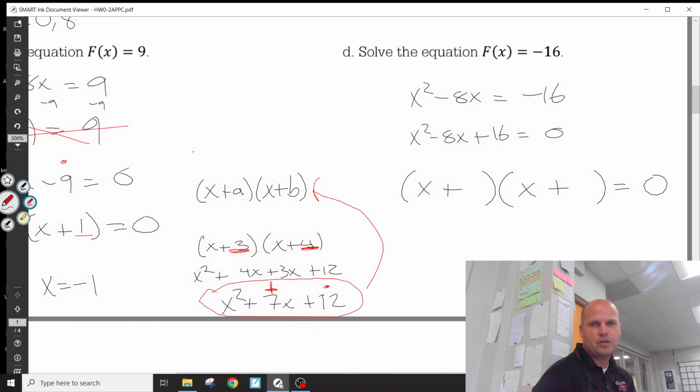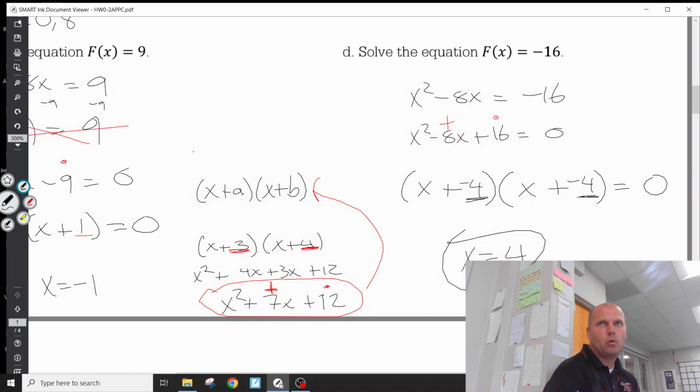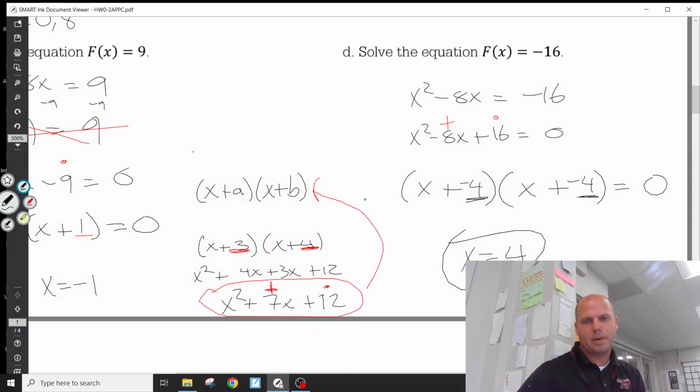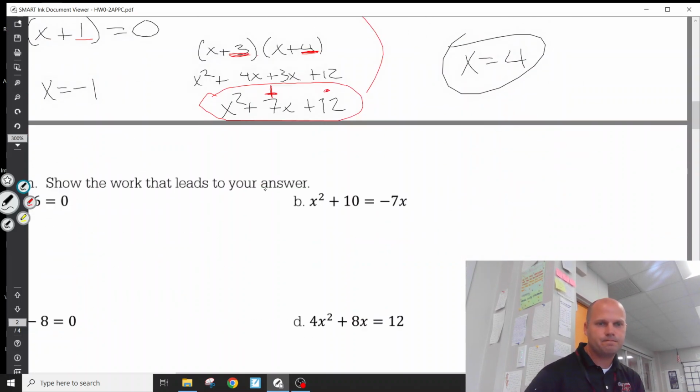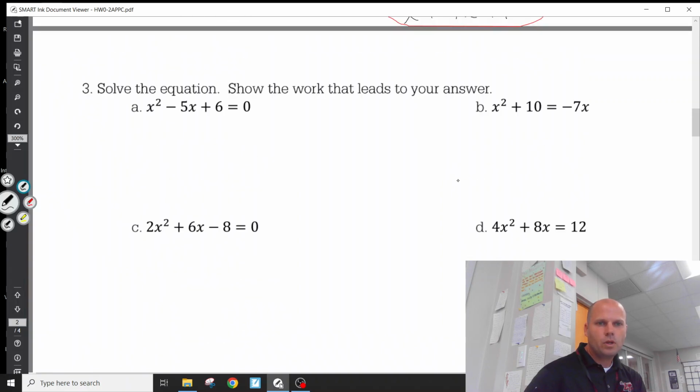But we can. The two numbers that add to get -8 and multiply to get 16 are -4 and -4. So I found those two numbers. I understand that if I distributed this, I would get this. I get my answer 4 twice. Now, you're not going to list off 4 twice, but we will talk about in the future how 4 occurs twice, or it has some sort of multiplicity. But don't worry about that. It's just 4 is the only answer.